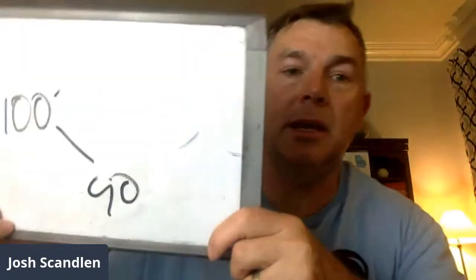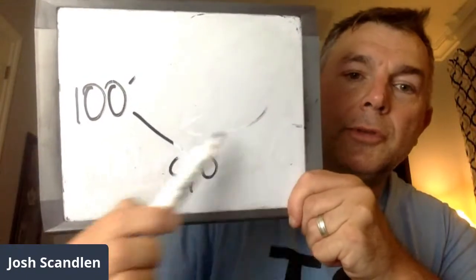Now, what if I didn't sell the option? What if I was naked? I don't have a covered call. No options, nothing. I'm just buying the stock. It's called owning it naked. So here I'm down from 100 to 90. Here I'm down 10%.